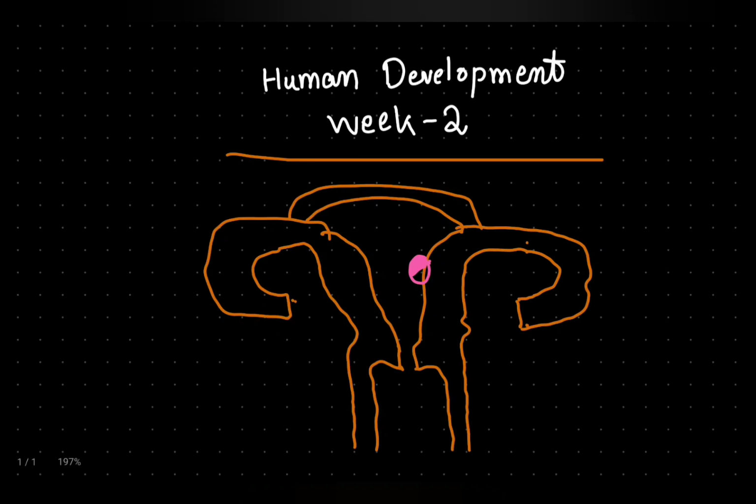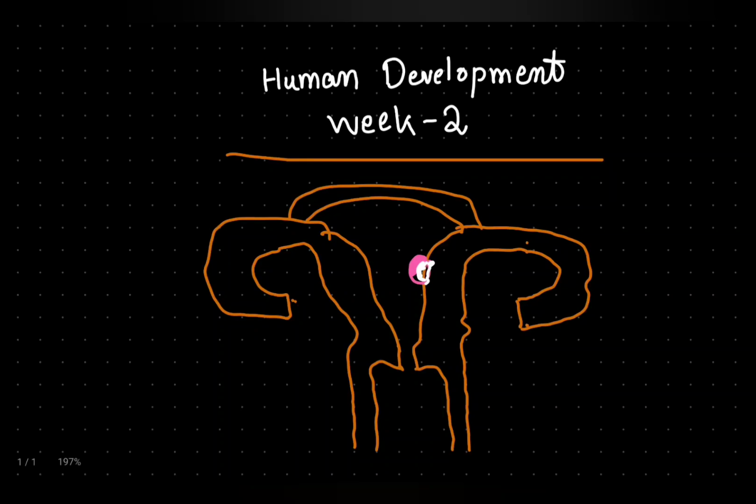Human development week 2. During week 2, the blastocyst attaches to the wall of the uterus. The outer layers are trophoblast cells, and they attach with this wall, and these inner cells are called embryoblast cells in the trophoblast.